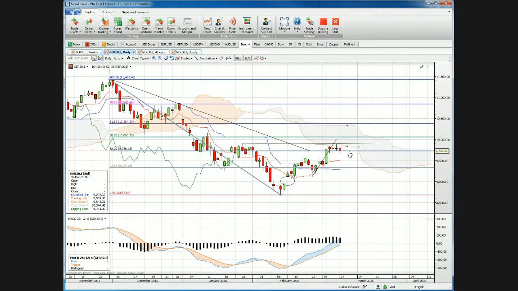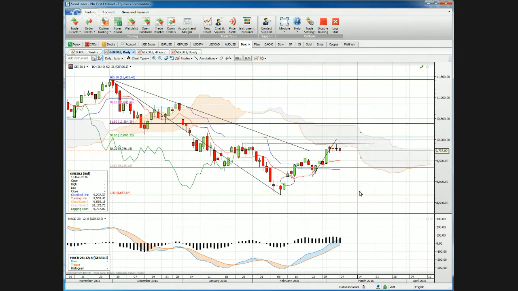So we expect a correction lower from this level on the short-term basis, and on a medium-term basis, this would be a level we would be looking to sell short, set shorts. Our stop on a trade of setting shorts around 9,800 to 9,900 would be a trade above 10,000. We're targeting a retracement back to lower levels.